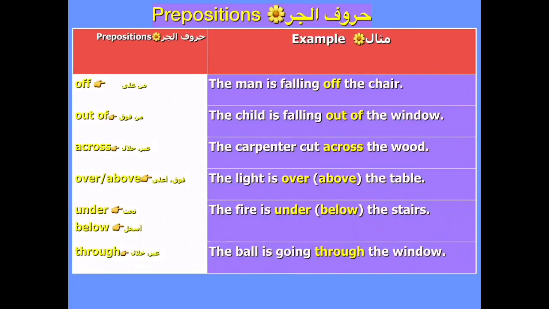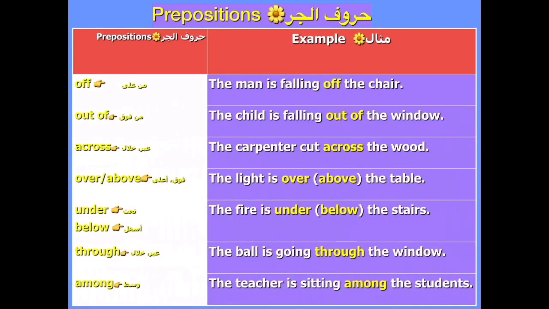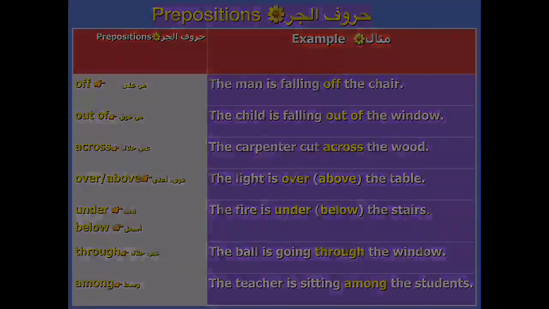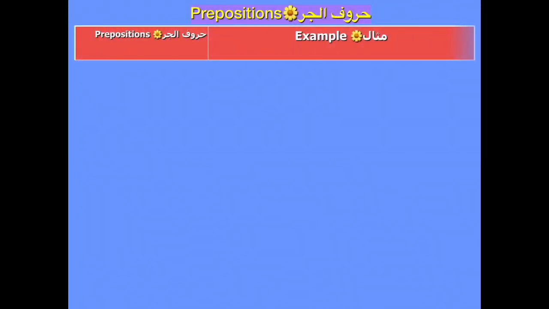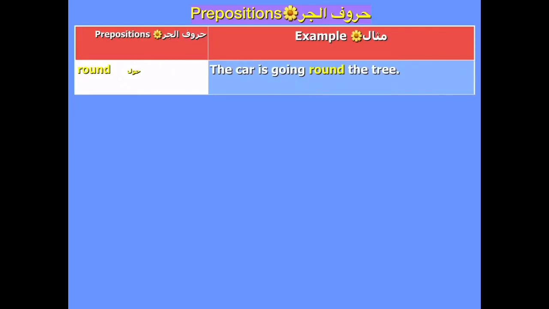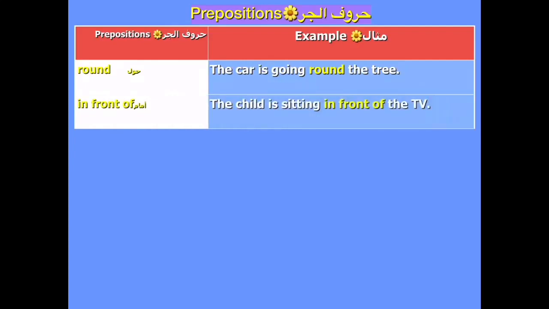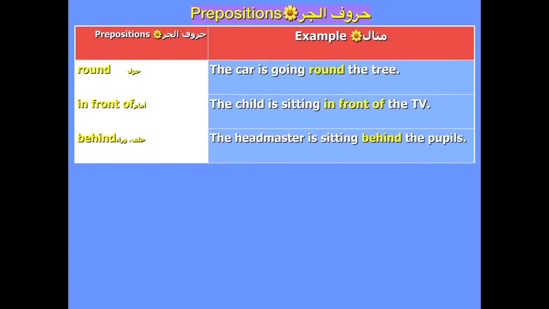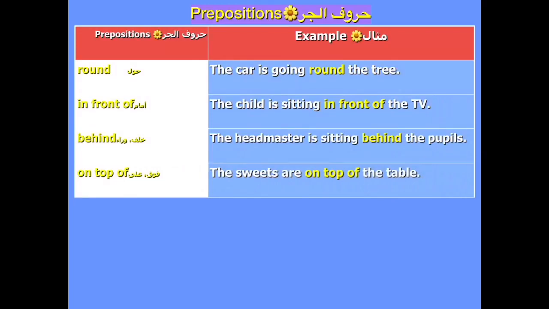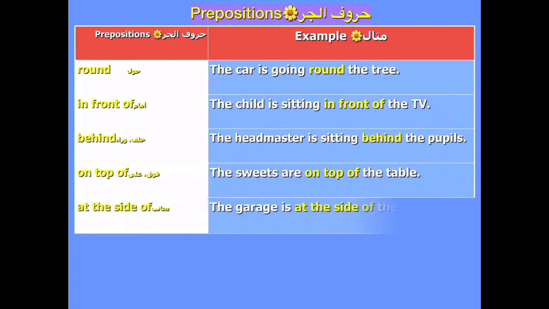Through عبر أو خلال. The ball is going through the window. Among وسط. The teacher is sitting among the students. Around حول. The car is going around the tree. In front of أمام. The child is sitting in front of the television. Behind خلف أو وراء. The headmaster is sitting behind the pupils. On top of فوق أو على. The sweets are on top of the table.